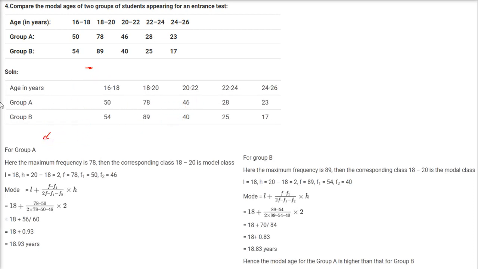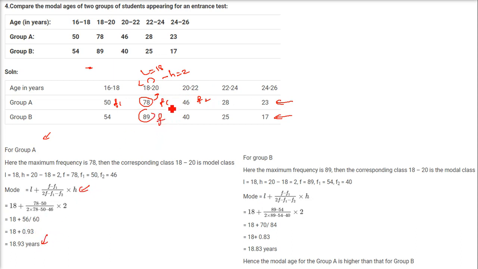So for group A, which is the maximum number in this row? It is 78. And for group B, again we have the maximum number as 89. For the first one, let us say, this will be L. H is 20 minus 18, so H will be 2. L is 18 for the first one. And this is F, this is F1, this is F2. So we have now all the values put in here. You get mode as 18.93 for the first data.